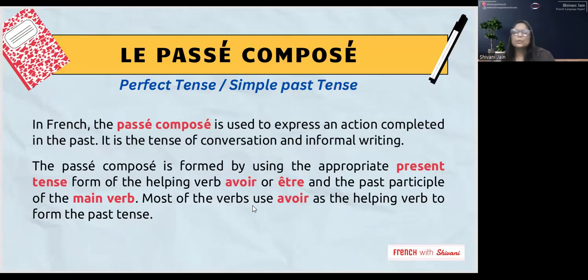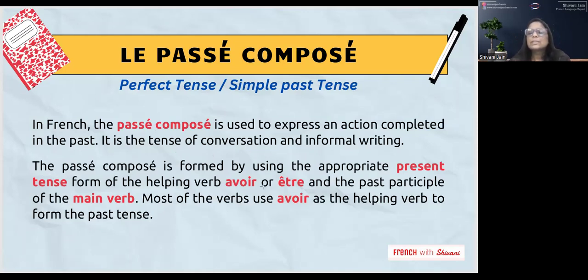Donc, passé composé, so you already know it is past tense in French. Now, in French, the passé composé is used to express an action completed in the past. L'action qui est terminée, okay? Action which is completed, okay? It is the tense of conversation and informal writing, okay?